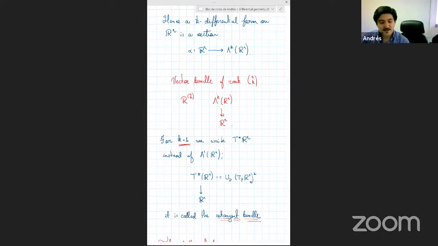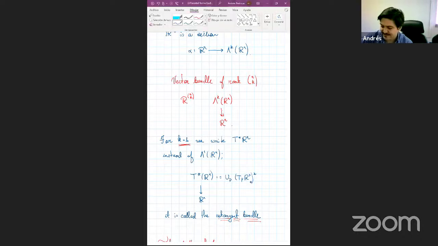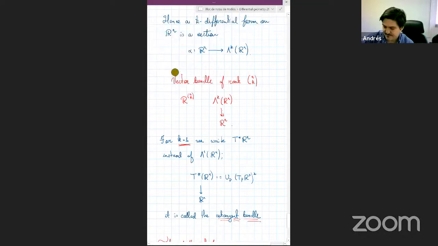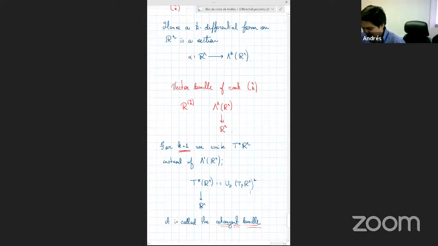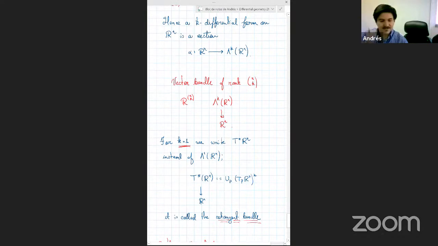So above every point, you have the dual of the tangent space. So that's a vector bundle of rank n, because the dimension of the tangent space is precisely n. Right, this vector space has dimension n. So that's the cotangent bundle. Any questions up to this point?